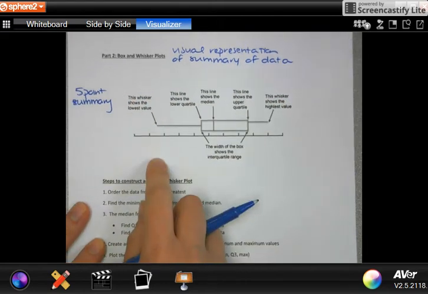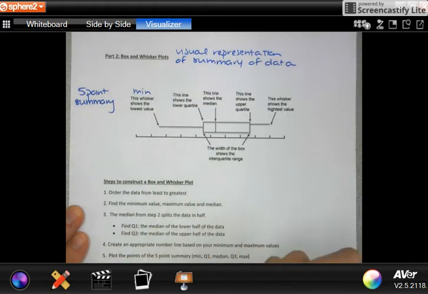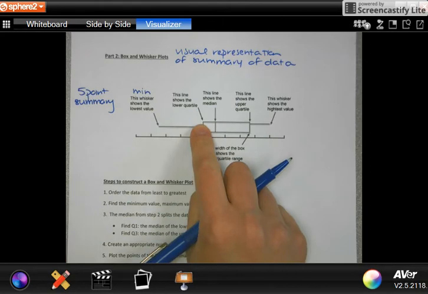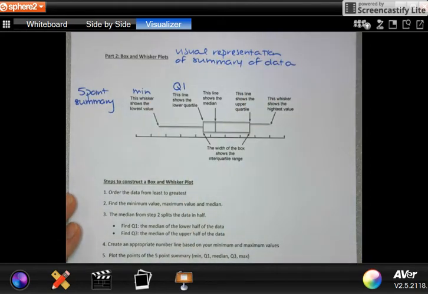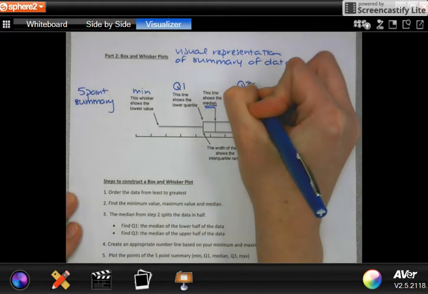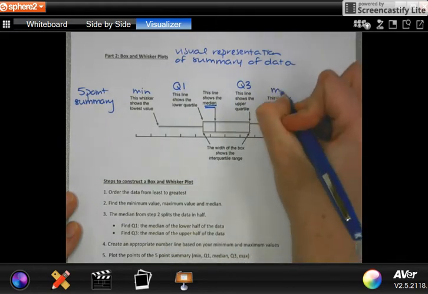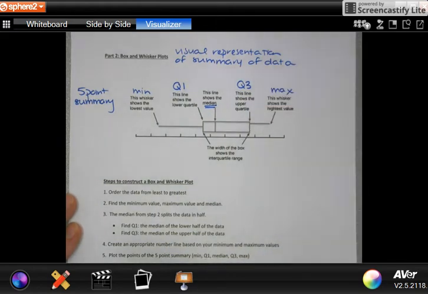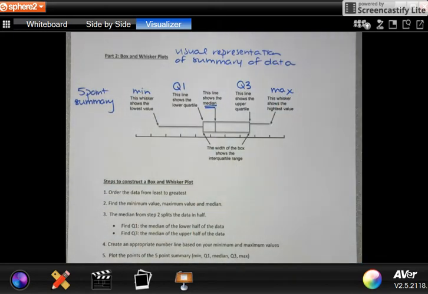So the 5-point summary is the lowest value, which we call the min. The lower quartile, which we'll talk about in just a moment, another thing that we use to say lower quartile is Q1. The median, which you already know from the last page. The upper quartile, which again we'll talk about in another moment, but that's also known as Q3. And then the highest value, which sometimes we'll call the max. So when you're creating a box and whisker plot, those are the 5 pieces of information that you need.